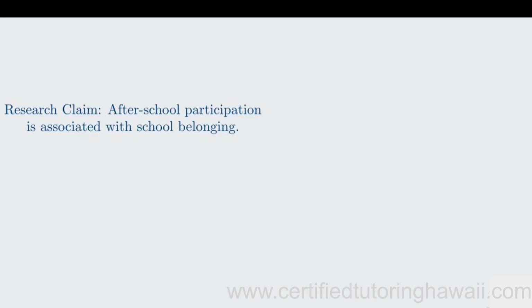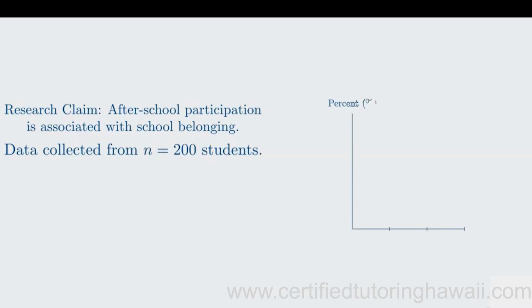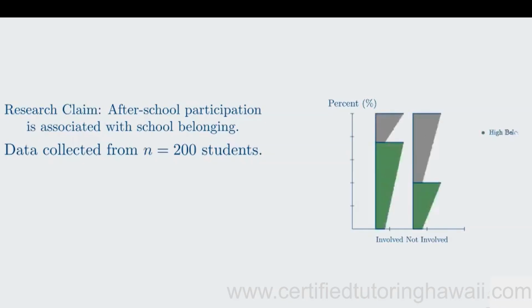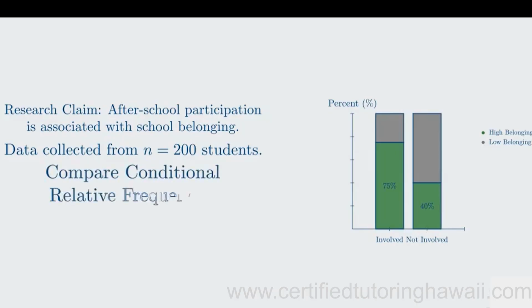Suppose a researcher claims that participation in after-school activities is associated with a student's sense of school belonging. We collect data from 200 students and create a segmented bar chart. On the x-axis, we have students who are involved and those who are not involved. The y-axis shows the percentage reporting a sense of belonging. To justify the claim, we look at the differences in the conditional relative frequencies.